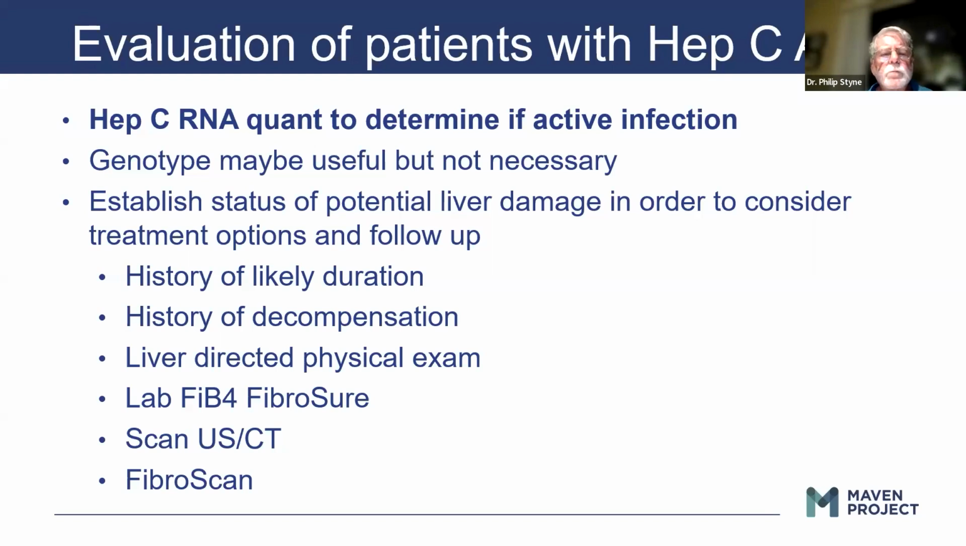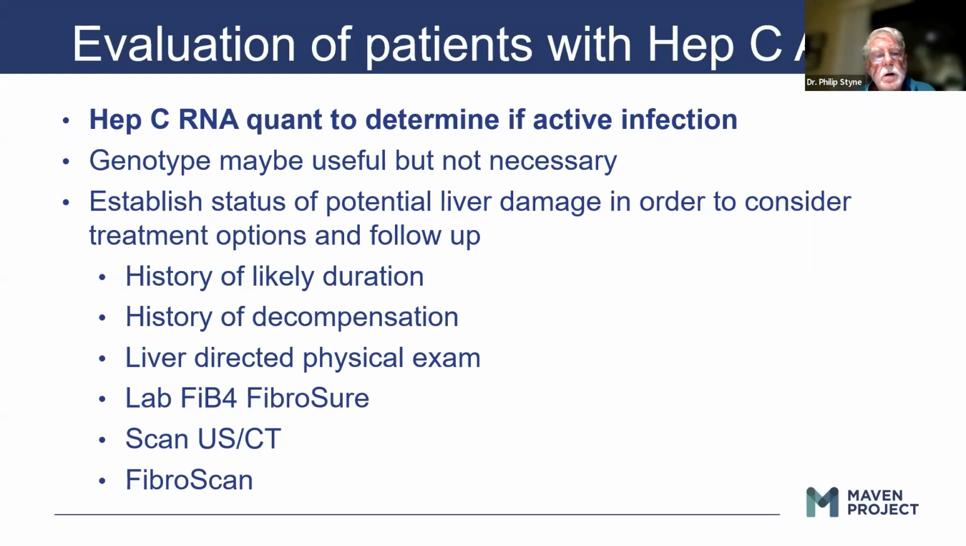A FIB-4 score is a calculation that you can do based on basic labs, including AST, ALT, and platelet count. There's a number of 1.3. If they're below that, it's extremely unlikely that they have advanced disease. There's a number 3.6, which if they're above it, it's quite likely that they have it. That obviously leaves a pretty big gap in the middle. And if you can look at those patients more carefully, again, think about the history.